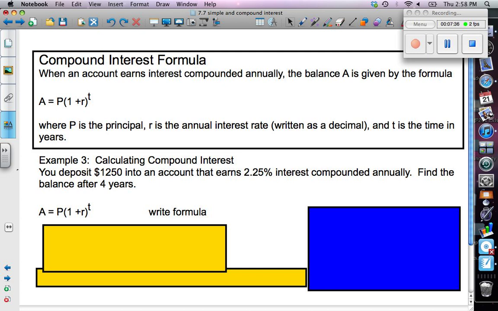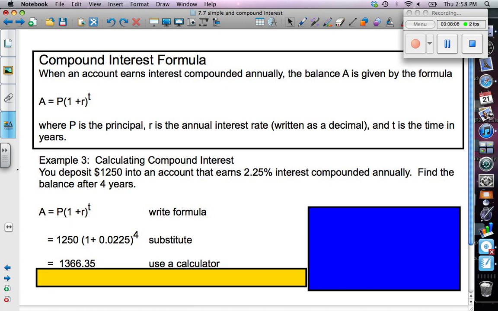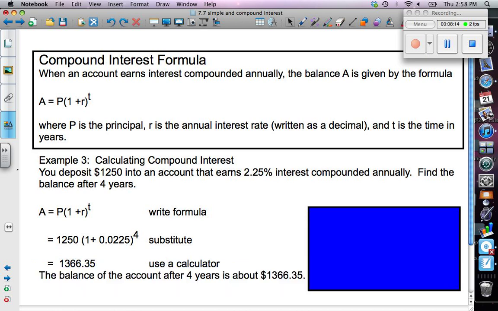So if you deposit $1,250 into an account that earns 2.25% interest compounded annually, find the balance after 4 years. So the first step is always let's write out the formula, then let's substitute what we know. So we're solving for A because we know everything else. So we know 1,250 times 1 plus, we had to write the annual interest as a decimal, 0.0225 to the 4th. We can then use our calculator to solve for that, getting 1,366.35.